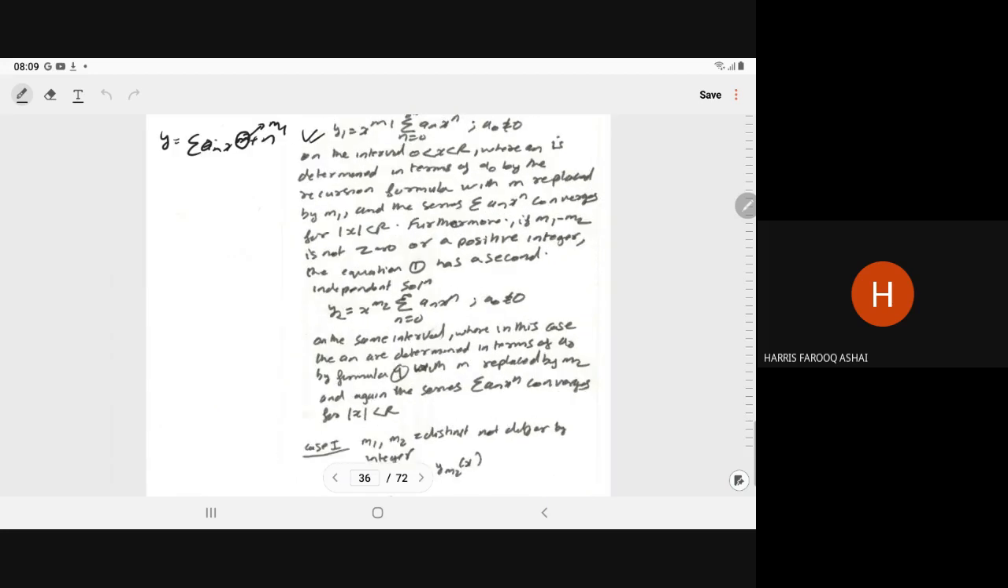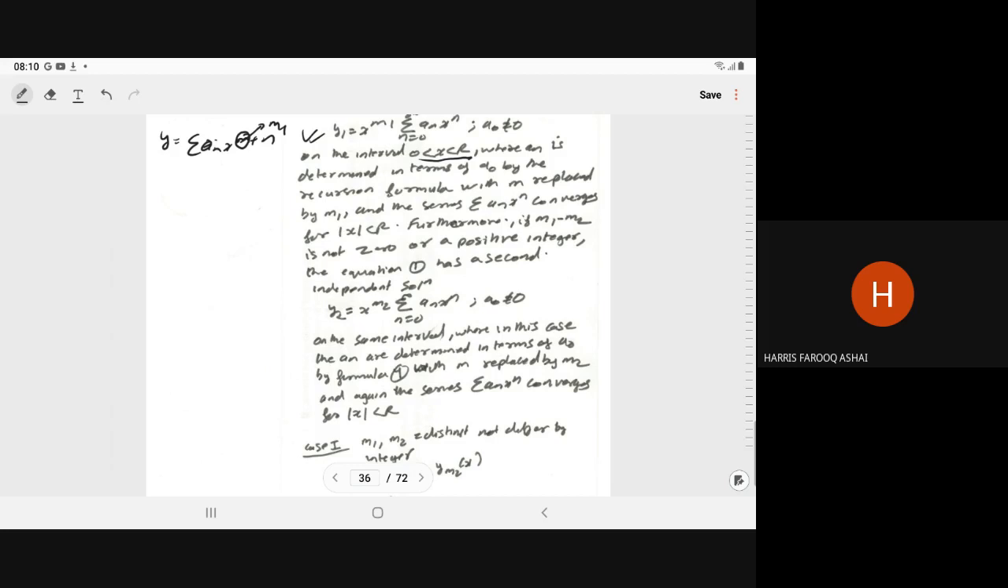So here, when we have the solution y equal to summation a_n x to power m plus n, in place of m, if you put m1, you will get one Frobenius series solution. So the solution will be y1 equal to x to power m1 into summation n equal to 0 to infinity a_n x to power n, with a naught not equal to 0, on the interval 0 to r, because r is the radius of convergence for xp(x) and x squared q(x).